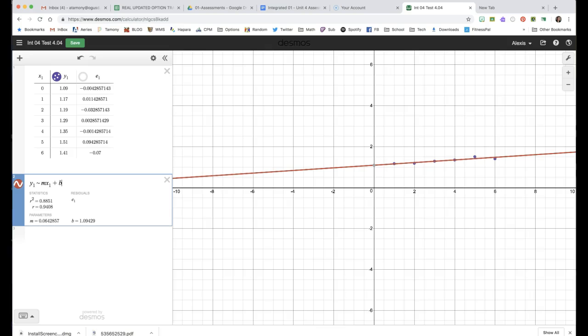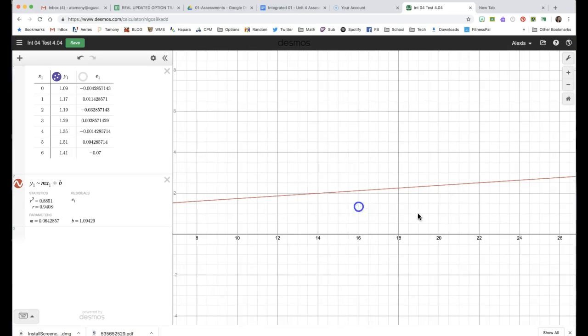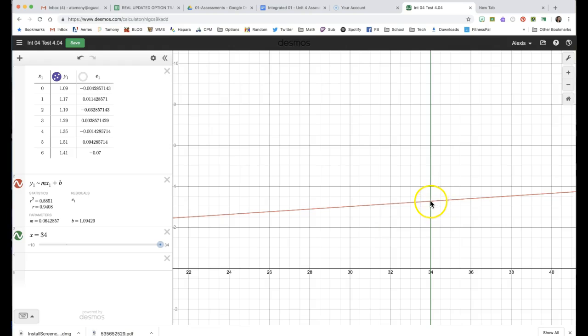So there's my equation. And what we wanted was what is the y value when x is 34. So we could go ahead and plug 34 in. Let me stop just a second. We could just go along this line, or we could just type in if x equals 34, where does that intersect? Right there. $3.28. Okay, $3.28. Oops, I'm writing on the paper you can't see.